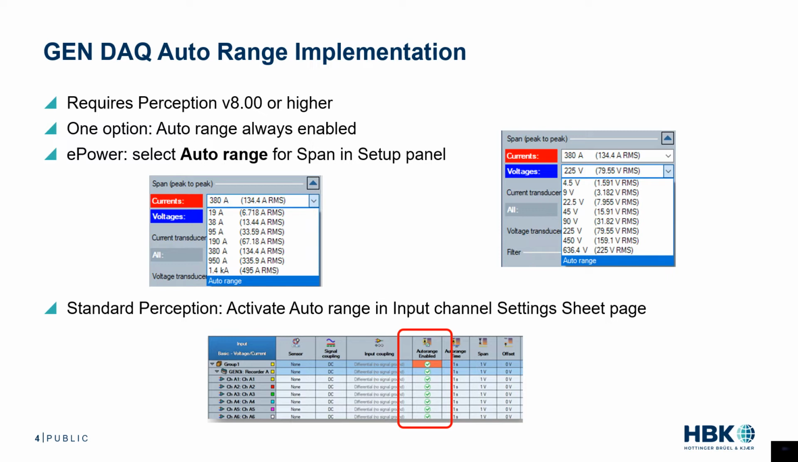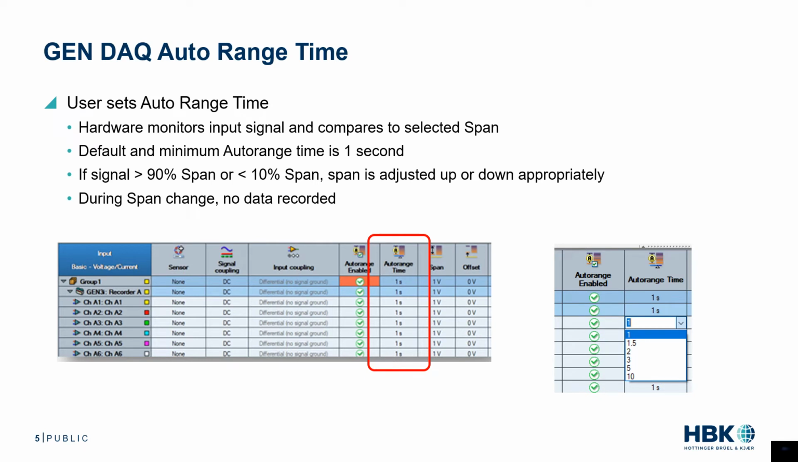If you are using standard Perception, you will find the column to enable auto range in the input channel page of the settings sheet. Select the page appropriate to your input channel type to find the auto range column. Once auto range is enabled, the user is able to set the auto range time in the settings sheet. This is the time window over which the channel's input value is monitored to determine if the span needs to change. If the current span is found to still be valid, nothing is changed.